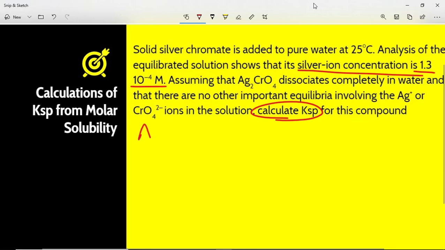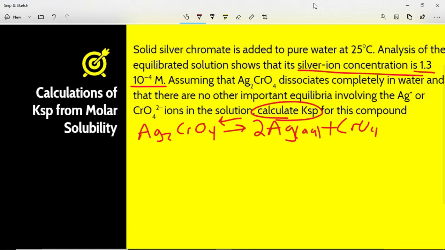So Ag2CrO4, when it dissociates, what we're going to get is 2 silver ions that are aqueous plus CrO4 2-. It is important to know the different polyatomic ions, because it's really helpful to know what breaks into what. So if I write my KSP, that is equal to silver ions squared times my chromate ions.